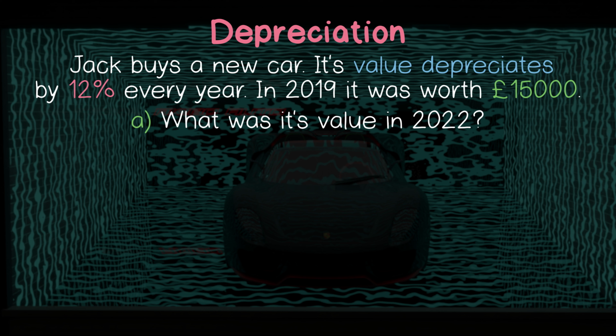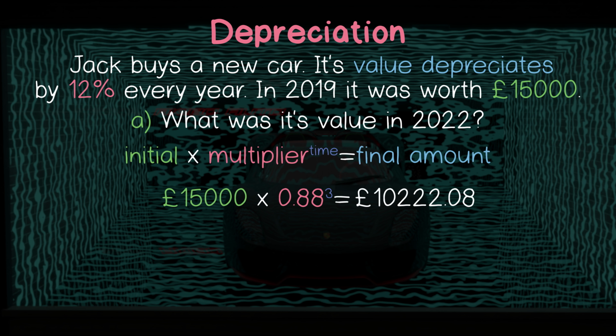But let's look at what is happening. The value reduced once by 12%, then again this new reduced value decreases by a further 12%, and so on. And it's the same pattern as compound interest, but it results in a reduction instead of an increase. But this means that we can use the same formula. 15,000 multiplied by 0.88, because 100% minus 12% is 88%, and 88% as a decimal is 0.88, to the power of 3. So after 3 years, the value of his car is £10,222.08.